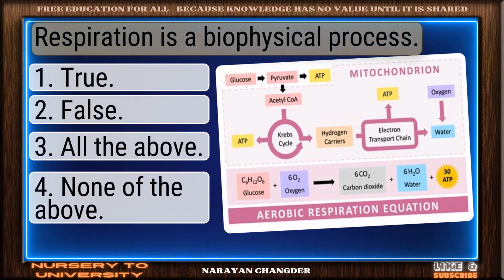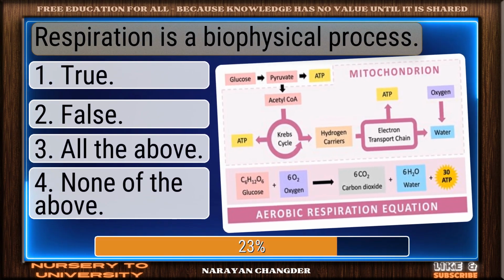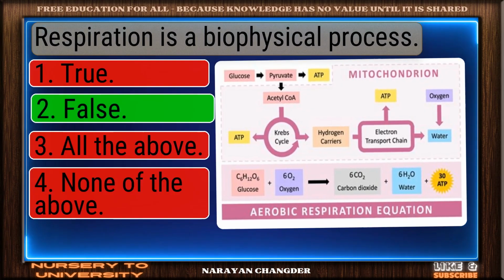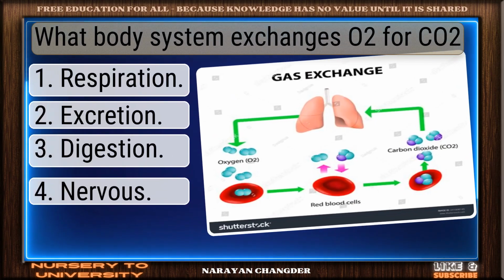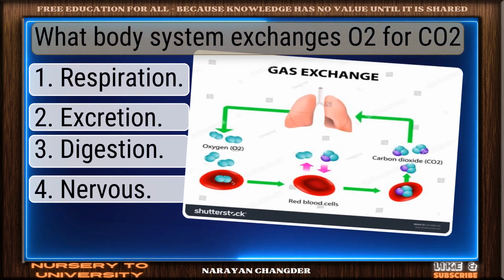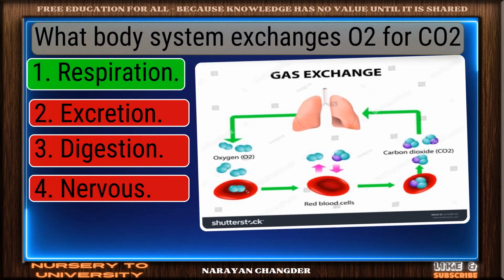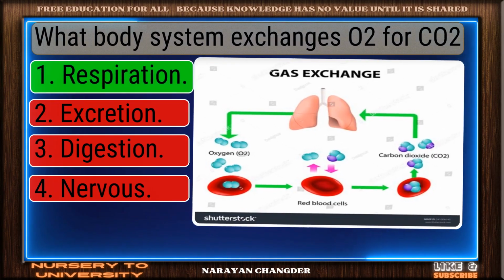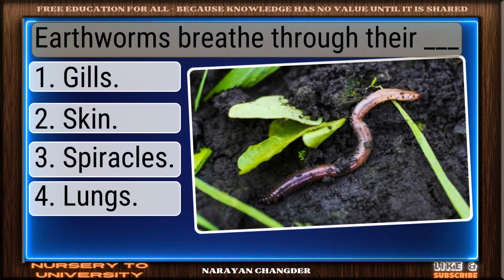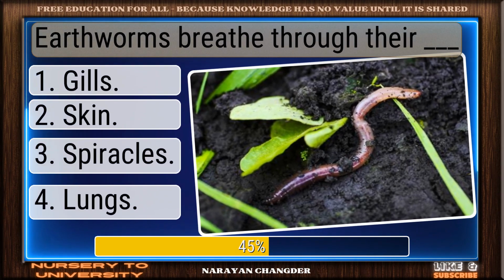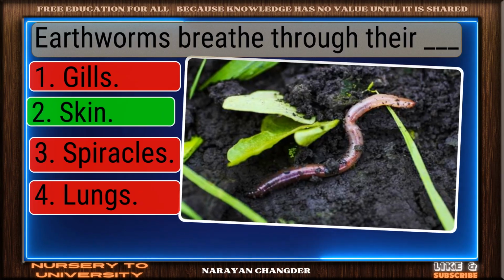Question number 156. Respiration is a biophysical process. On track. False is the correct answer. Question number 157. What body system exchanges O2 for CO2? Strong choice. Respiration is the right answer. Question number 158. Earthworms breathe through their dash. Good thinking. Skin is the right answer.